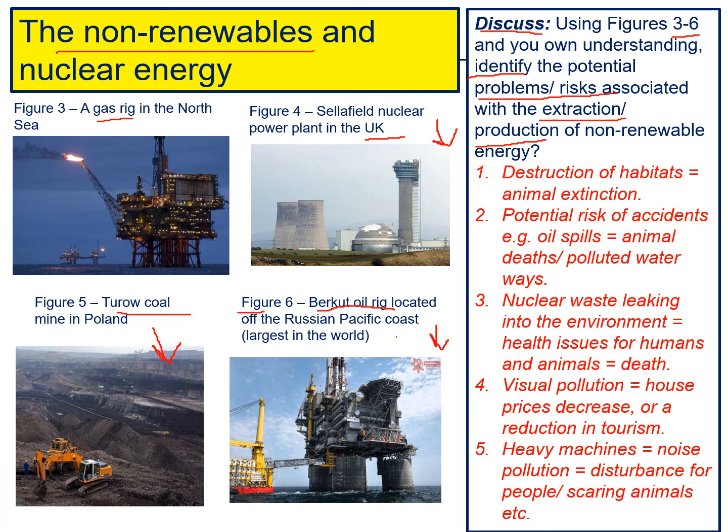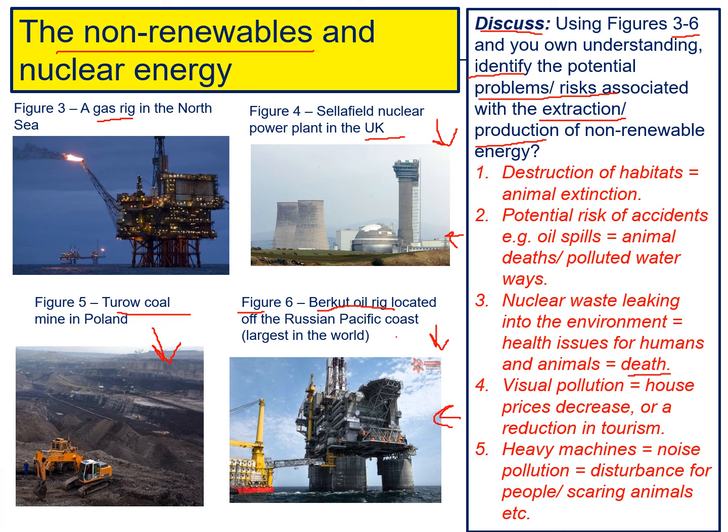Potential risk of accidents, for example, oil spills, animal deaths and polluted waterways. So this links to figure 6 here. If this oil rig leaked, then it would pollute the ocean and kill lots of animals. Nuclear waste leaking into the environment. So that's looking at figure 4. This would lead to health issues for humans and animals. It can cause death.